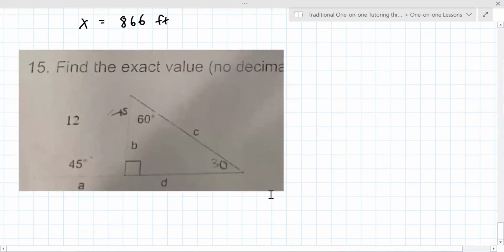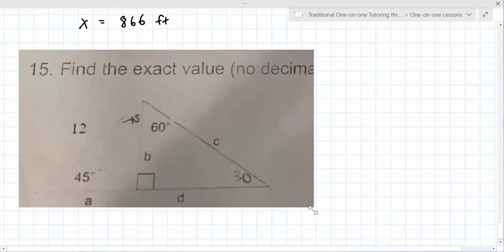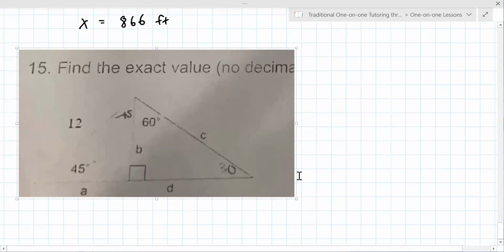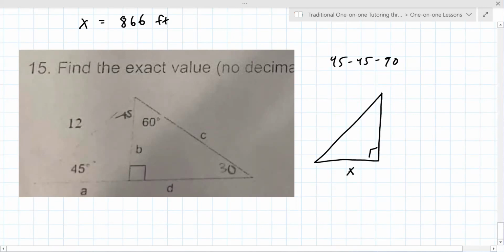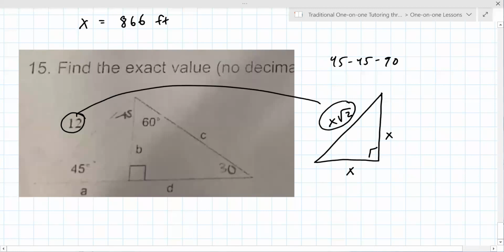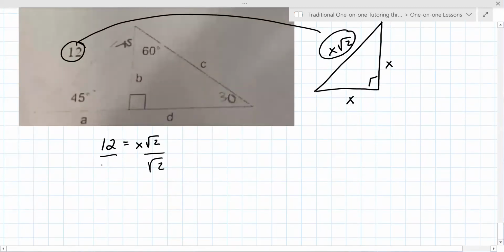Find the exact value of everything. So these are 45, 45, 90 and 30, 60, 90. These are special right triangles. In the case of this 45, 45, 90 triangle, the reference triangle is x, x, and x root 2. And you set your known side equal to your reference side. So you would set 12 equal to x root 2, and then divide both sides by the square root of 2. So x is 12 divided by the square root of 2.